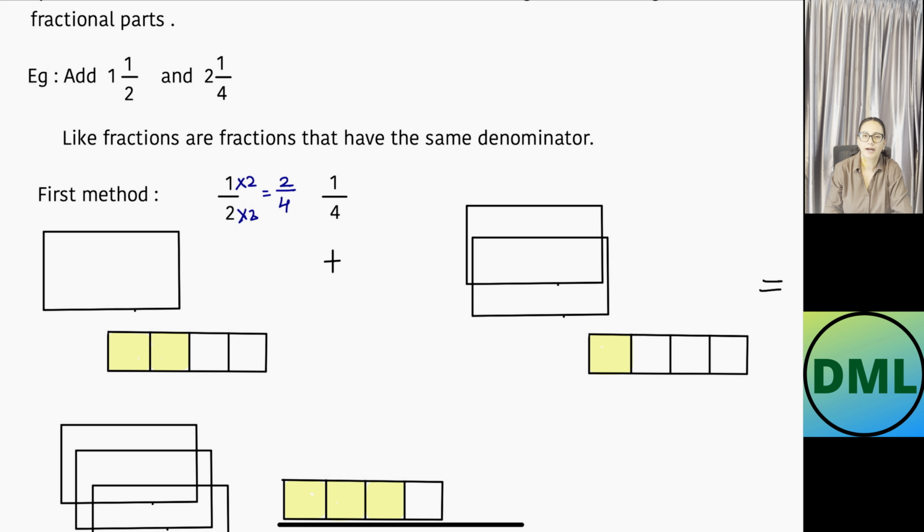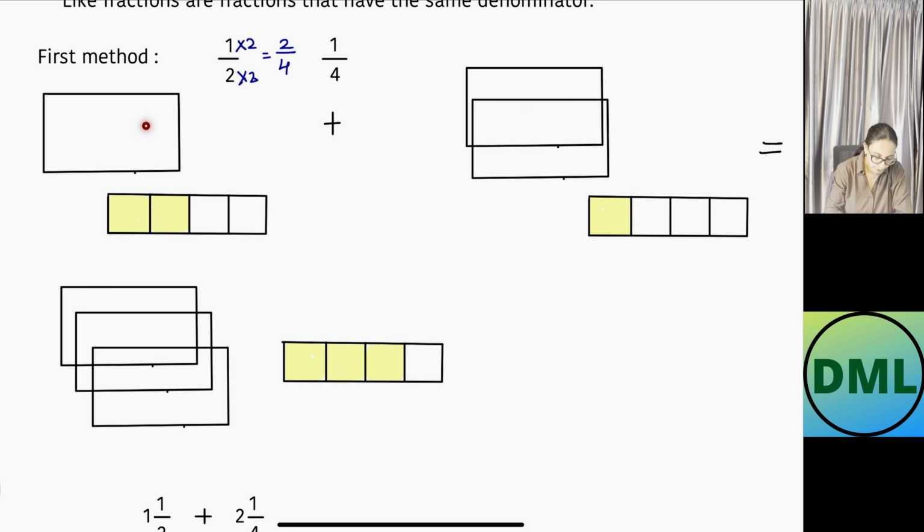I have to add all of them. 2 plus 1 will give you 3. Total are 3 parts out of 4 parts. So I have shaded 3 parts out of 4 parts. I have to give the answer here. The answer will be 3 complete wholes, and the fractional part will be written as 3 by 4. That will be the answer for the addition here.